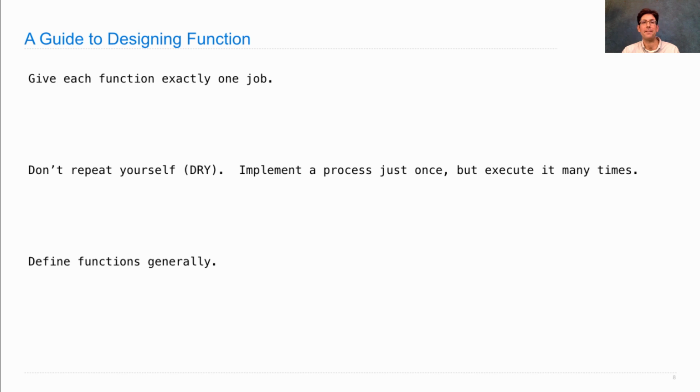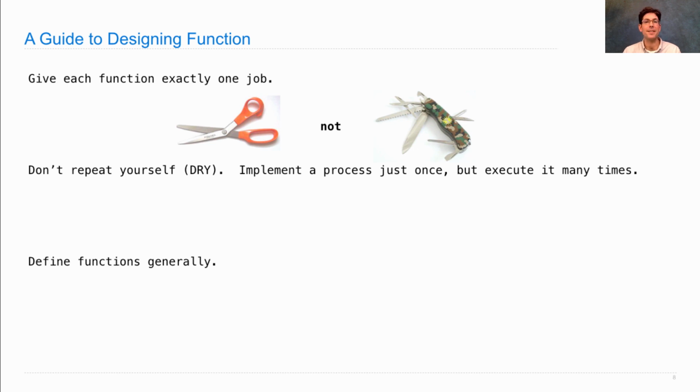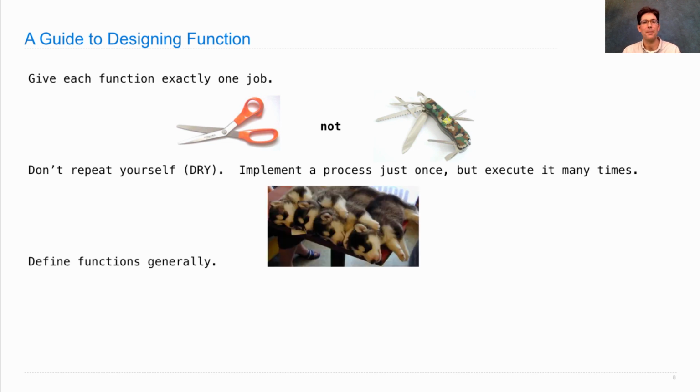So I searched the internet for some images, and here's what I came up with. It's a good idea to model your functions after scissors, which have one job, which is to cut things, as opposed to a Swiss Army knife, which has many different functions. If something has many different functions, it should probably involve many different functions, not just one. Don't repeat yourself because it's a lot of work. Puppies are also a lot of work, here, in quadruplicate.